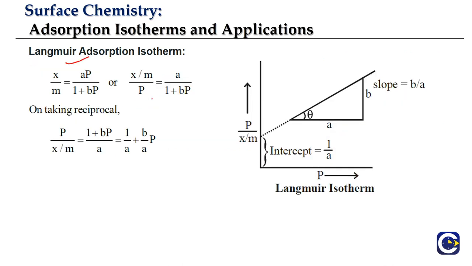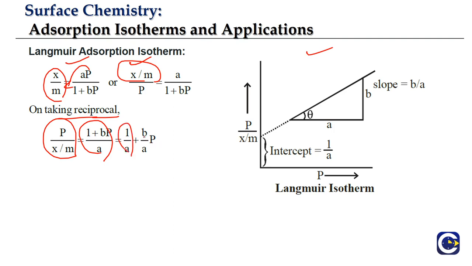Looking at the graphical representation of the Langmuir adsorption isotherm, x by m is equal to AP by 1 plus BP. We do some small rearrangement. We bring the P to the LHS, it will come to the denominator. So we have x by m by P is equal to A by 1 plus BP. We take the reciprocal, and the LHS, P by x by m, will be equal to 1 plus BP by A. We split this as first term 1 by A, second term B by A into P.